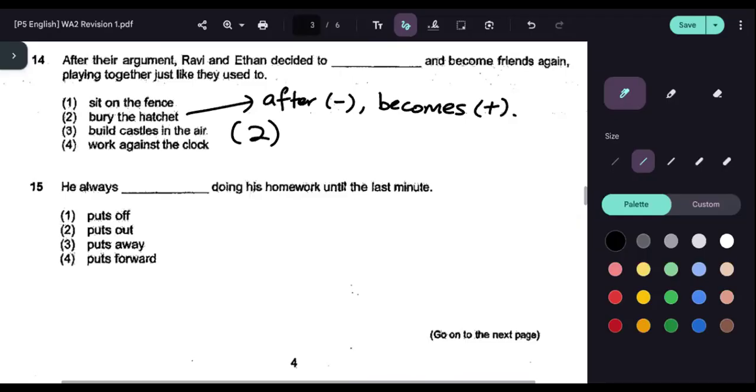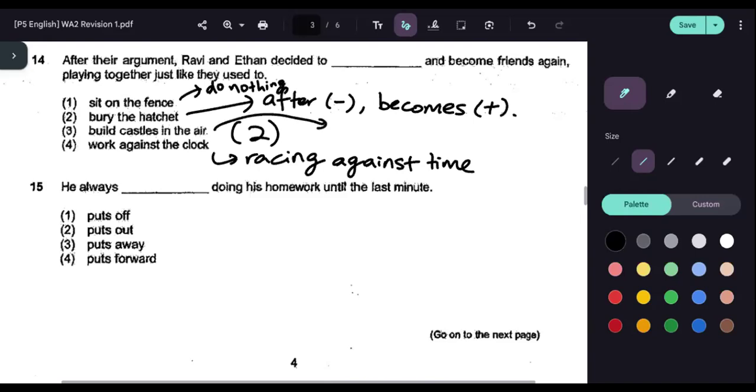Work against the clock means you are racing against time. Okay, sit on the fence means you do nothing. Build castles in the air means you are creating something new.